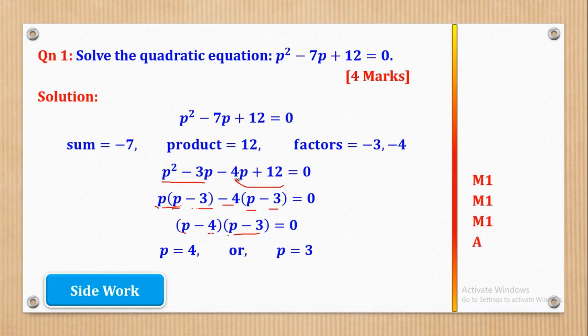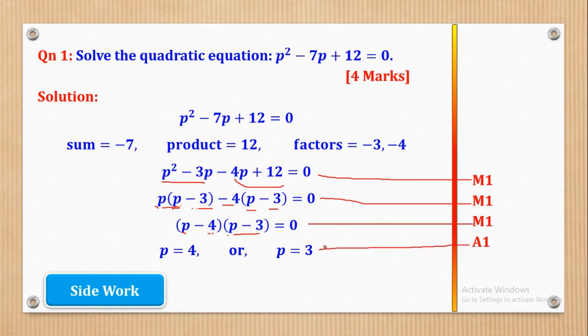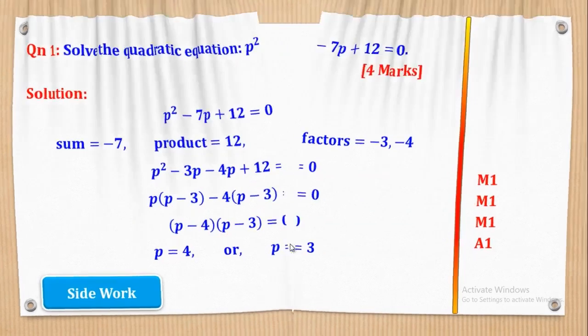So that's what they wanted, and now let's see how marks can be awarded. The first mark, M1, will be on this, whereby you replace the -7p with its factors. Then the second mark will be on this, whereby you factorize this part and factorize this part to get that second mark. And the third mark will be factorizing the entire equation, which is this, to come up with this. And lastly, this A1 will be for getting the two values of p which they wanted.